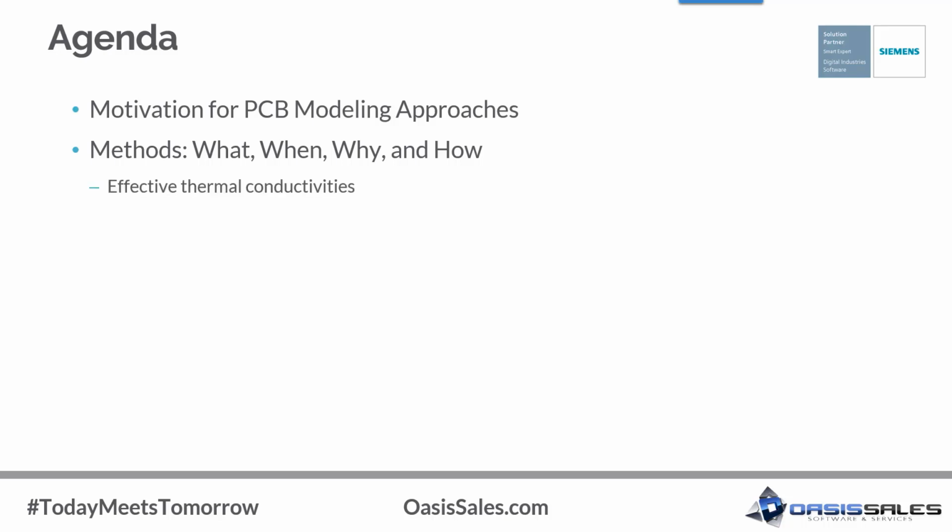The first method we will cover is effective thermal conductivities. Here we will introduce the concept of modeling a PCB as either lumped or detailed. Next, we will cover image processing, which allows the PCB to be represented as many areas of different thermal conductivities. The final method we will discuss is explicit trace.